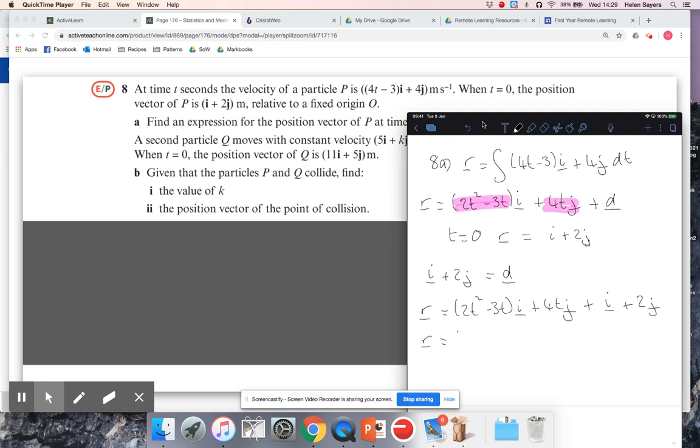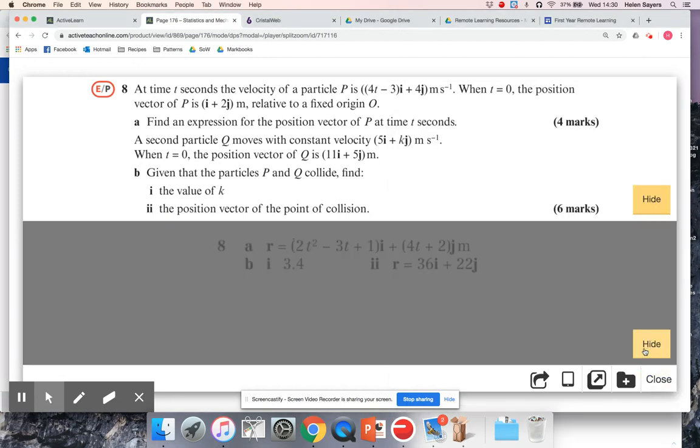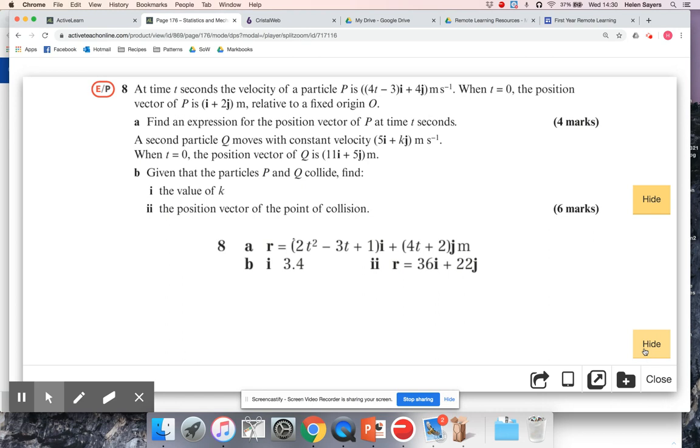So the nicest way to give that as a final answer is going to be to have all of my i components together. So 2t squared minus 3t plus 1 i, and then all of my j components together. So plus 4t plus 2 j. Okay, and that's a position, so that's going to be in meters. And I'm just going to check that answer. Yeah, we're good. Okay, so onwards and upwards.